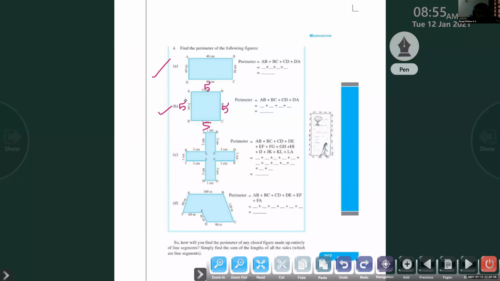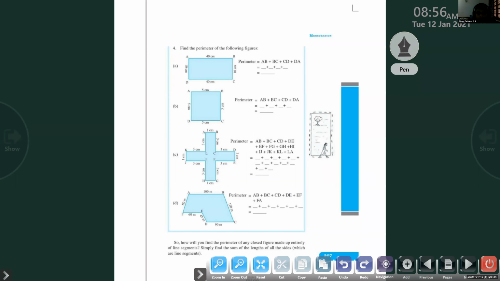So can you see one girl is walking around one field? She started there, and she is coming back here. That is perimeter. Those dotted lines, that is the perimeter. Clear, children? Yes, ma'am.